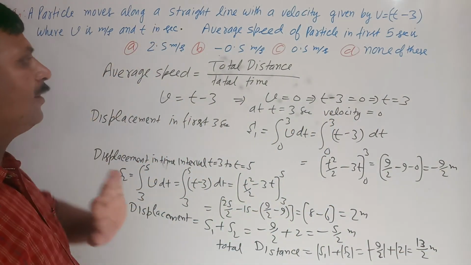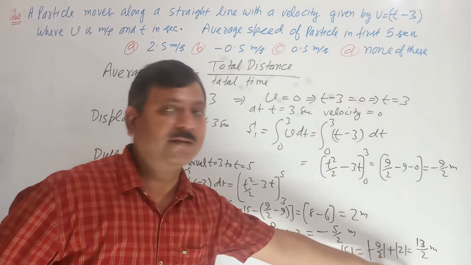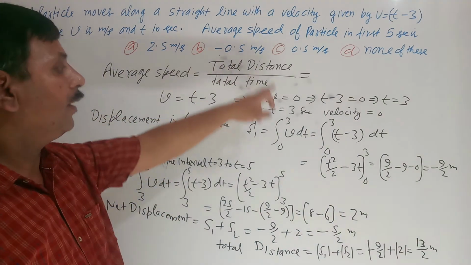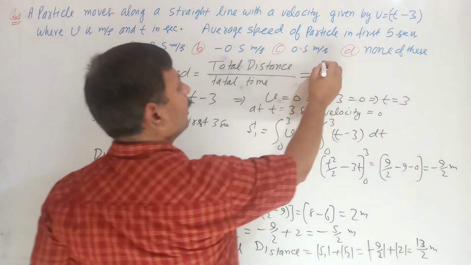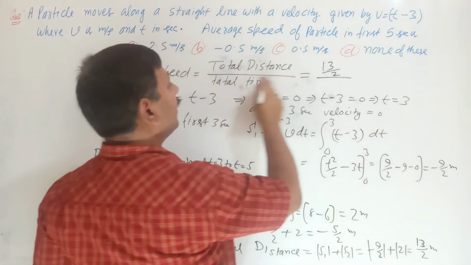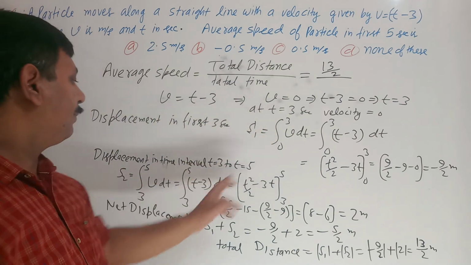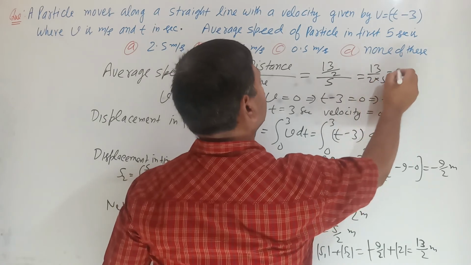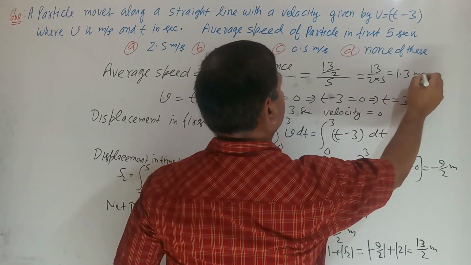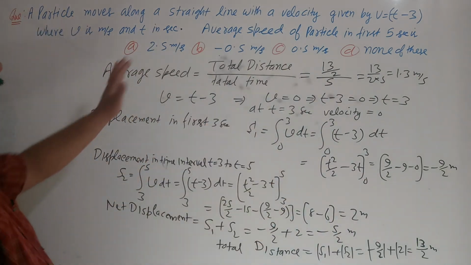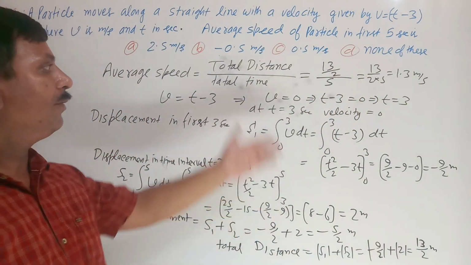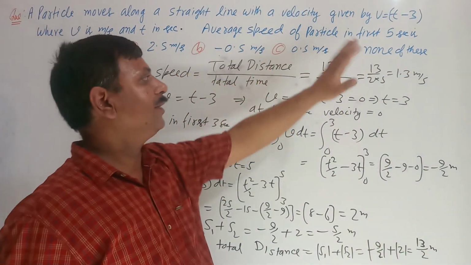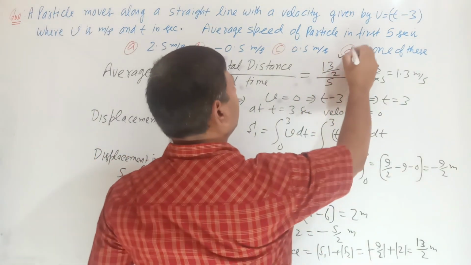So what will be the average speed? Average speed means total distance upon total time. We are putting here total distance in the given time interval, that has come 13 by 2, divided by total time. Total time is 3 plus 2, total 5. So 13 by 2 into 5. This will come 1.3 meter per second. So what will be the average speed in the first 5 seconds? What we have found will come 1.3 meter per second. Here option 2.5 minus this. So the correct option will be D.